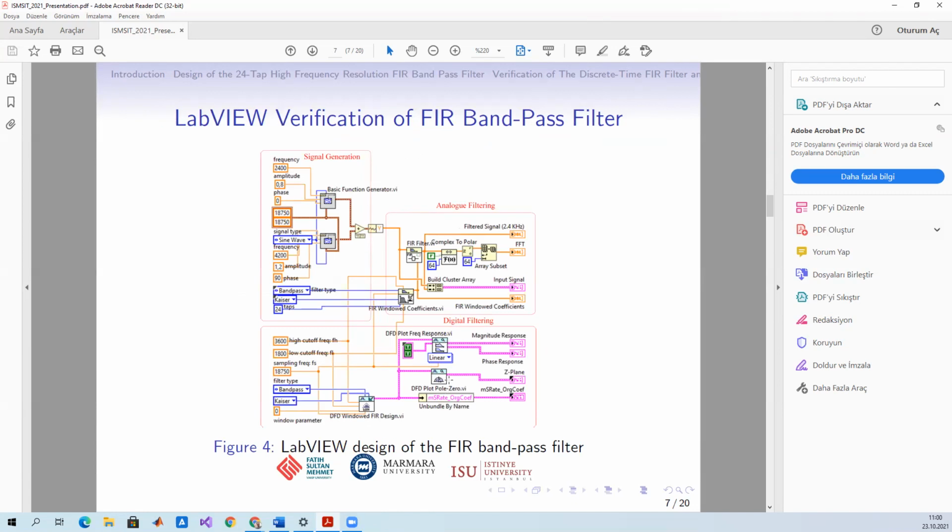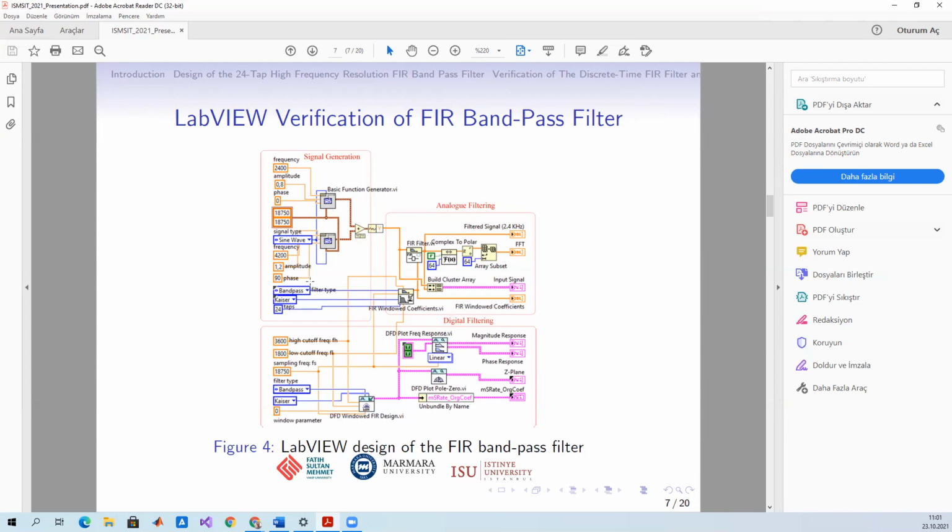And when we come to LabVIEW verification of the FIR bandpass filter, we perform both simulation and verification of the filter using the National Instruments LabVIEW platform. Here we obtain the coefficients of the filter from the filter that we designed graphically. To get the coefficients, we used the sum of two signals. I gave 2.4 kilohertz and 4.2 kilohertz as the test signal, and with the sampling frequency, we prefer 90 degrees as the phase difference of the two signals, with amplitudes of 0.8 volts and 1.2 volts.